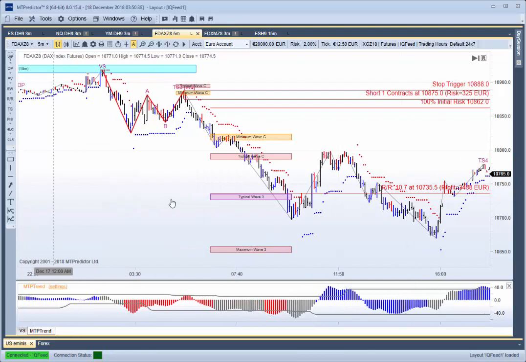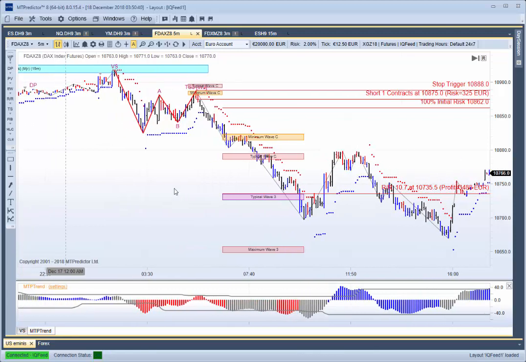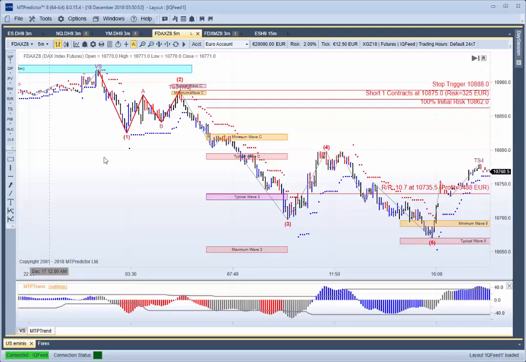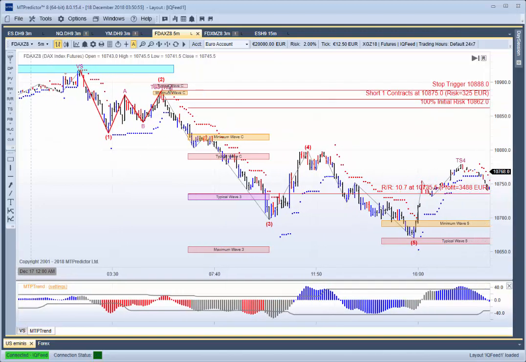And again, that's why we like this trade setup. It's one of our favorite trade setups, because we have a large potential profit in relation to small initial risk, because we're trading the wave 3, which is the strongest and longest in our completed 5-wave sequence. So a great example of our W3 or wave 3 trade setup in MTPredictor.